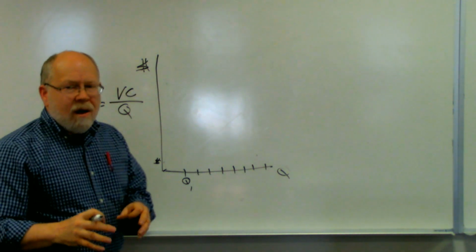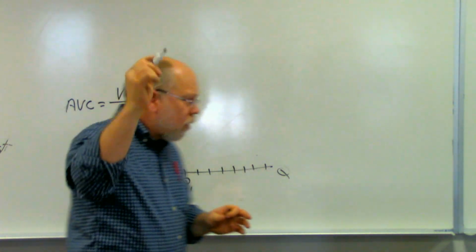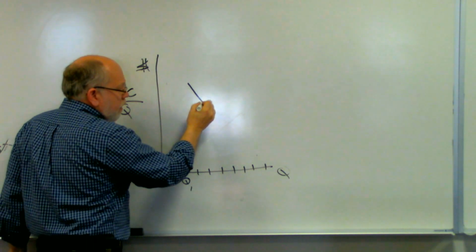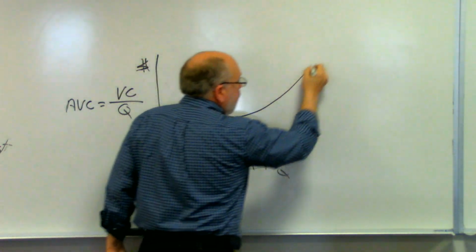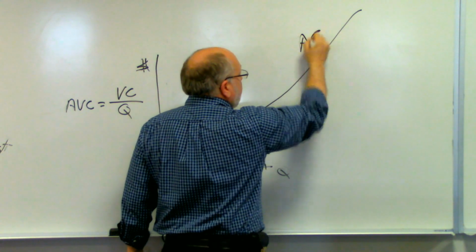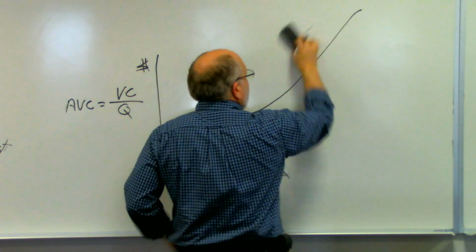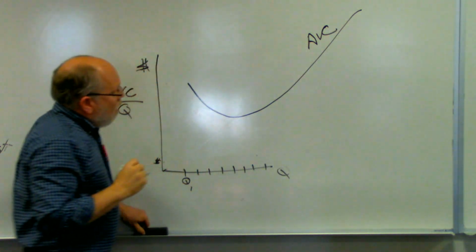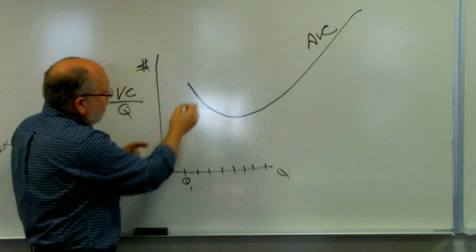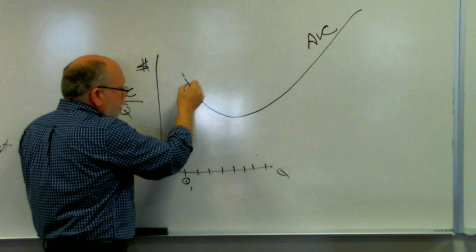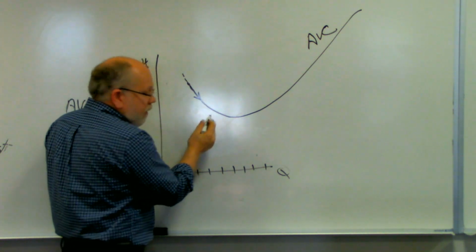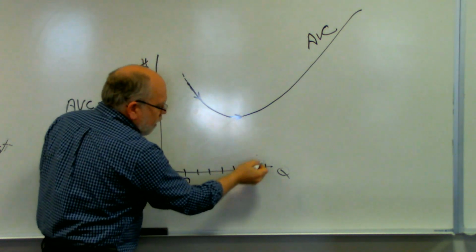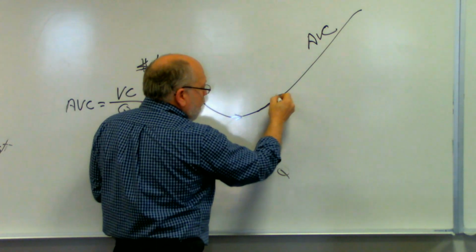If you've ever seen the Nike Swish logo, all average variable cost curves start high, they begin to go down, they bottom out, and then they go up. Oops, not AC, AVC. All average variable cost curves start fairly high, they proceed to go down, and then they taper off. At some point, they bottom out, and at some output, they begin to go back up again.